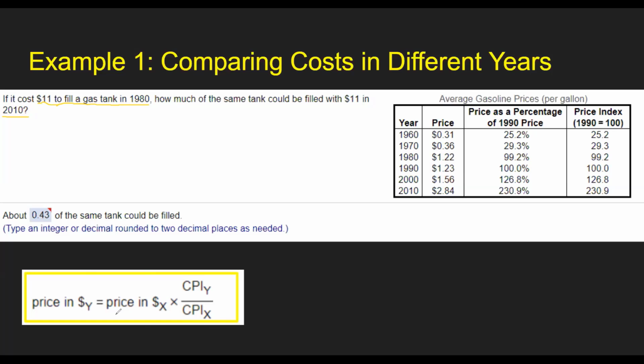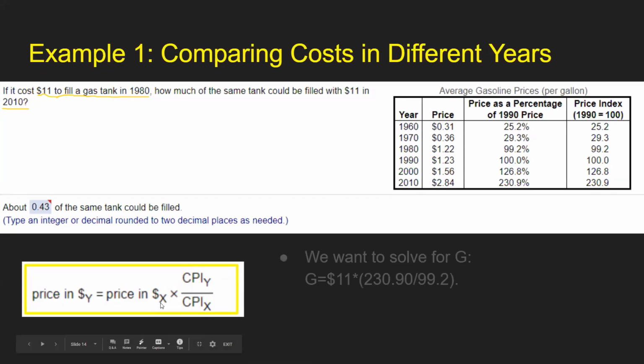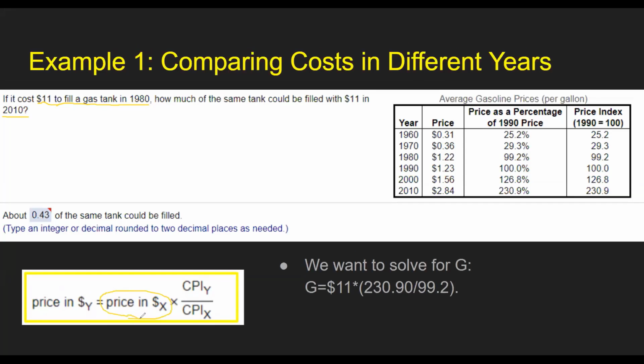Okay, this is an equation that I gave you a little bit earlier that we're about to use. It says price in Y dollars is equal to price in X dollars times the quotient of the CPIs. We're going to use this formula right now so that you understand how to apply it. The price in X is always something that you've been given. So when you see this value right here, if you want to add a note to your notebook, this is something you've been given. Well, we were given that it was $11 to fill the gas tank in 1980.